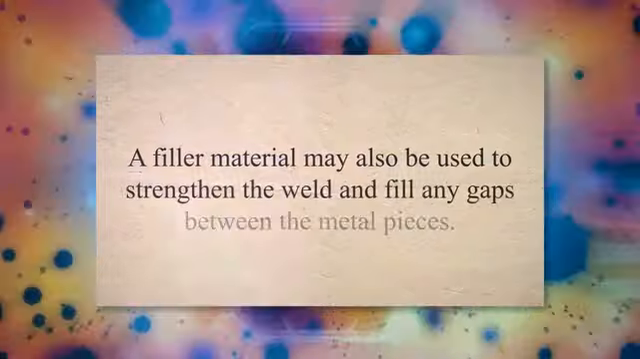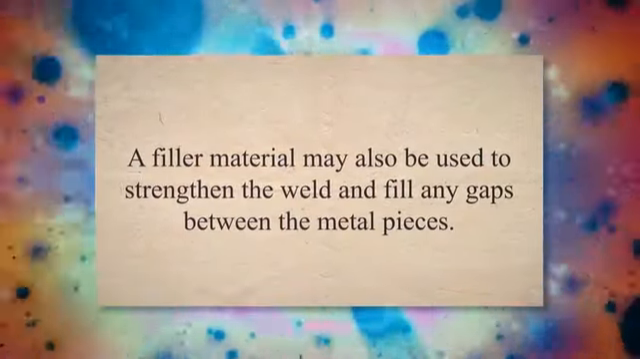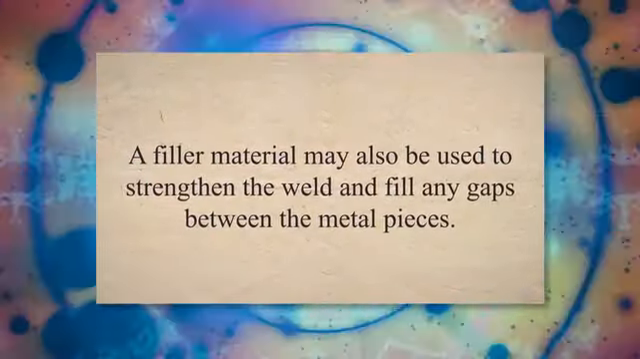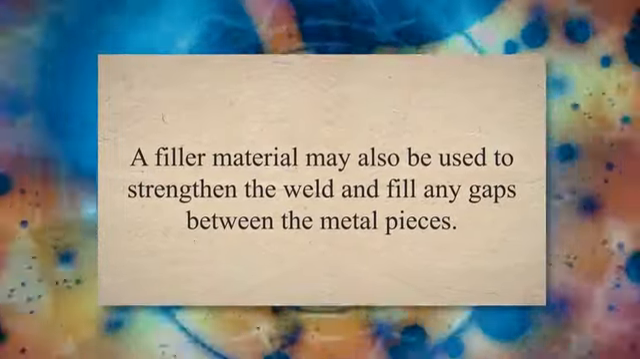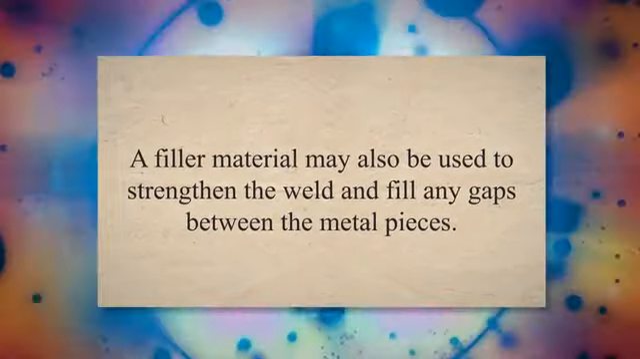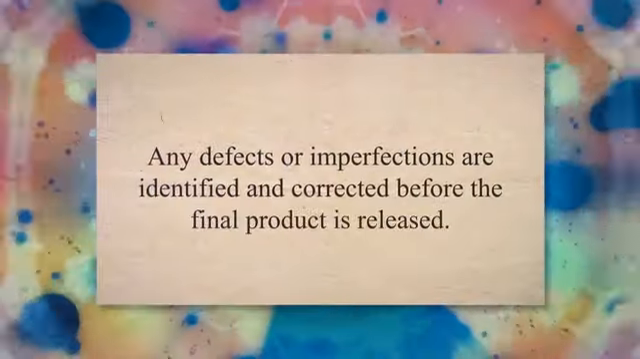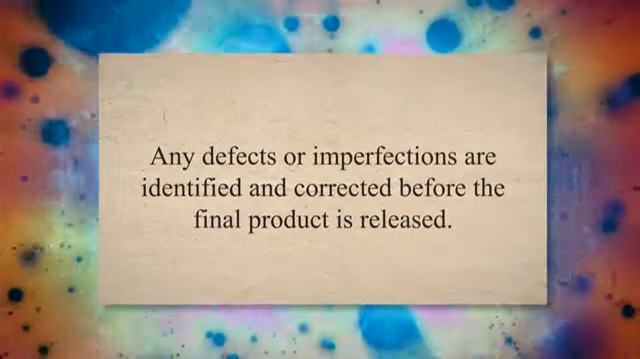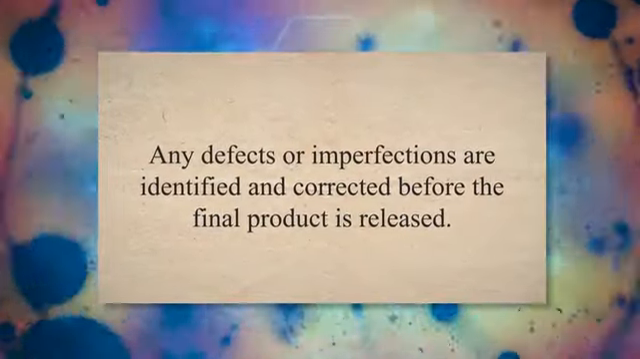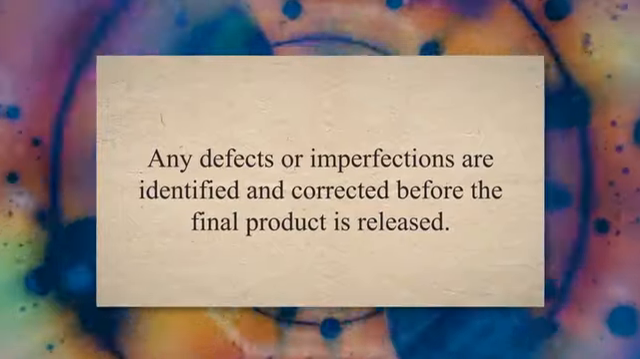During the welding process, heat is applied to the metal pieces using an electric arc or a flame, causing them to melt and fuse together. A filler material may also be used to strengthen the weld and fill any gaps between the metal pieces. After the welding is complete, the weld is inspected to ensure that it meets the required standards for strength and quality. Any defects or imperfections are identified and corrected before the final product is released.